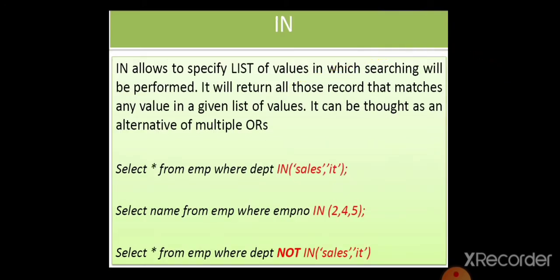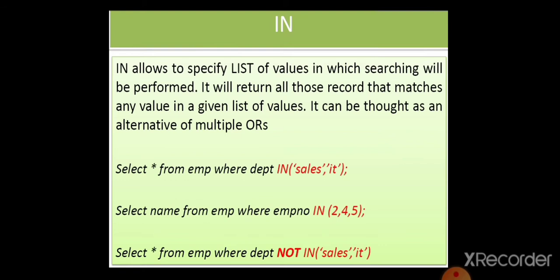Coming to the IN, it allows us to specify a list of values in which searching will be performed. It will return all those records that match any value in a given list of values. It can be thought of as an alternative to multiple ORs, that is, logical OR. Look at the first example. Select star from employee where department in sales or IT. Those employees in IT and sales will be selected.